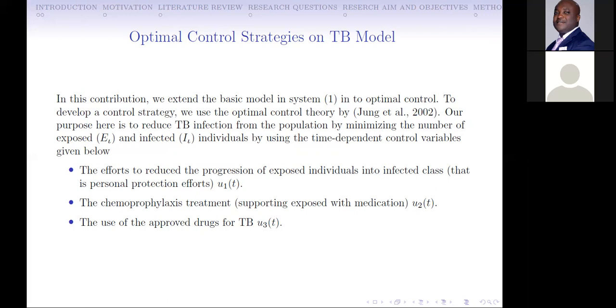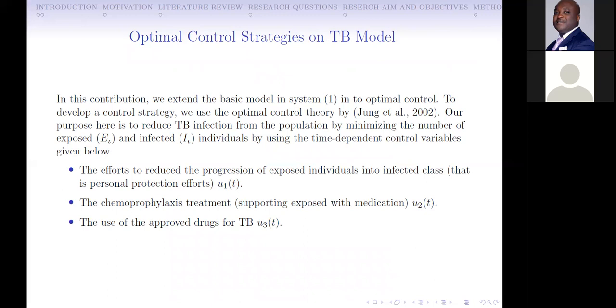known as Pontryagin's maximum principle by John et al., 2002. Our purpose here is to minimize the TB infection in the population, by minimizing the number of exposed and infected individuals by using the time-dependent control variables given below.